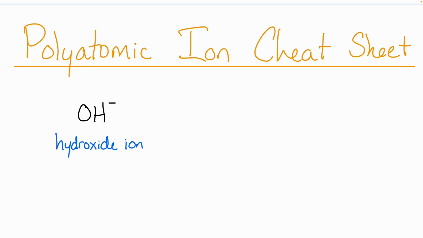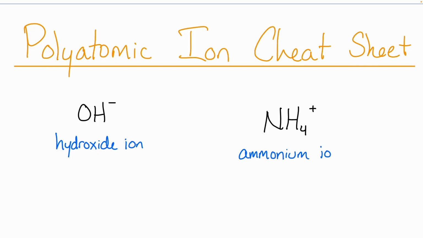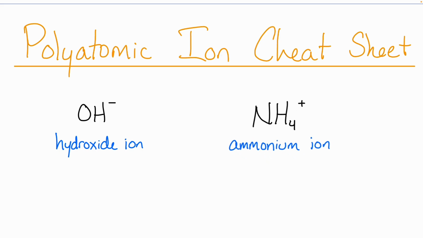All right, another one that we got to know, NH4 with a plus charge here. So a polyatomic cation. This is what's called the ammonium ion. All right. Ammonium is going to be a little bit weird on this list as it's the only one that is a cation. It's the only one that has a positive charge.